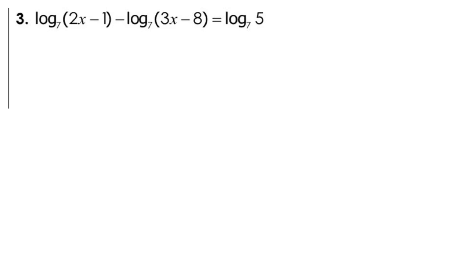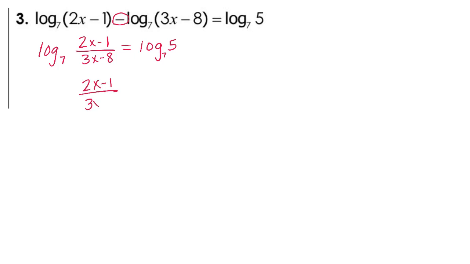Okay, now this type of problem, we are going to have to condense first before we do anything else. And so notice we are separated with subtraction. So this will go together with division. So I have log base 7 of 2x minus 1 over 3x minus 8. And that's going to be equal to log base 7 of 5. Now that we have those condensed together, we really can remove the logarithm or set the arguments equal to each other. So 2x minus 1 over 3x minus 8 is going to have to be equal to 5.